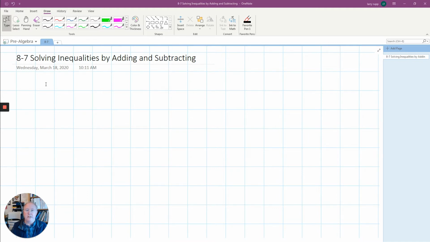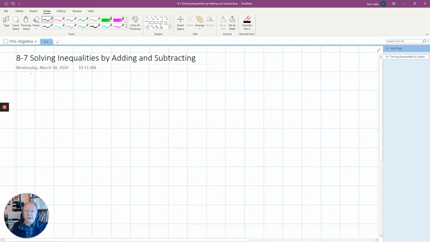So if you're looking at the little bubble down below of me, if you see my eyes going over to the left-hand side there, that's where my online text is. And if you see it just dropping down below, that's where my tablet is, where we're marking up right here. So that's what I'm doing. All right, so solving inequalities by adding and subtracting.